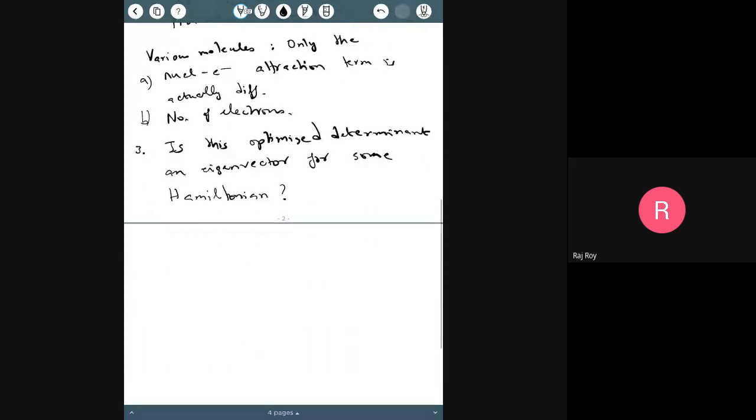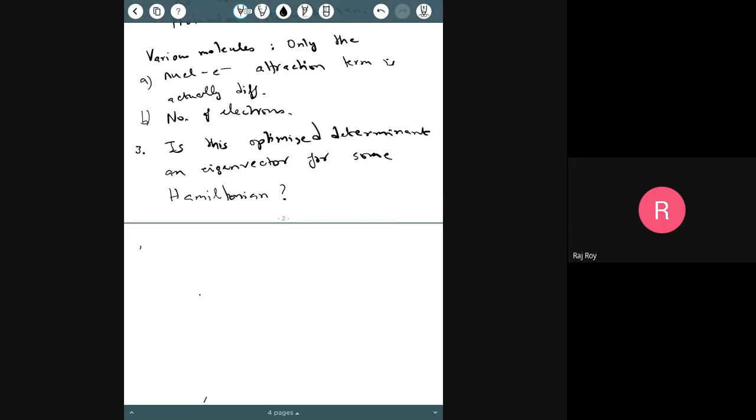So we have obtained the determinant by variational optimization. So it is not an eigenvector of the full Hamiltonian. That is clear. But is it an eigenvector of some approximate Hamiltonian? So that we will have to look at.